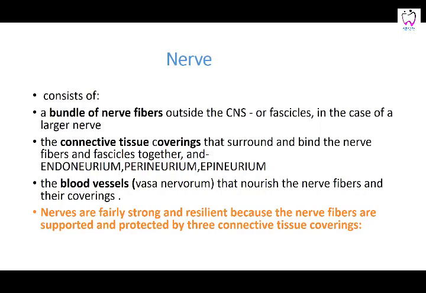Blood vessels, which we said are vasa nervosum, nourish the nerve fibers and their coverings. They're present in the connective tissue, which is fairly strong and resilient, because the nerve fibers are supported and protected by these three coverings, that is endoneurium, perineurium, and epineurium. Because once the nervous tissue is damaged, it does not regenerate.